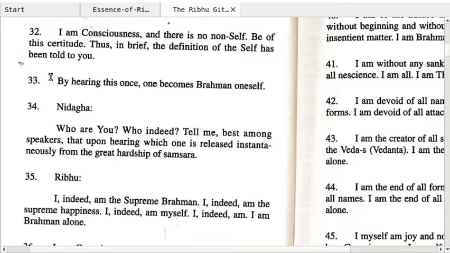He is saying, by hearing this once, one becomes Brahman oneself. Well, don't worry, sometimes it happens by simply hearing. If you have the seeds of knowledge in you, you need to be reminded of this thing, and it happens. You become the Brahman. But if it does not happen, then don't worry.